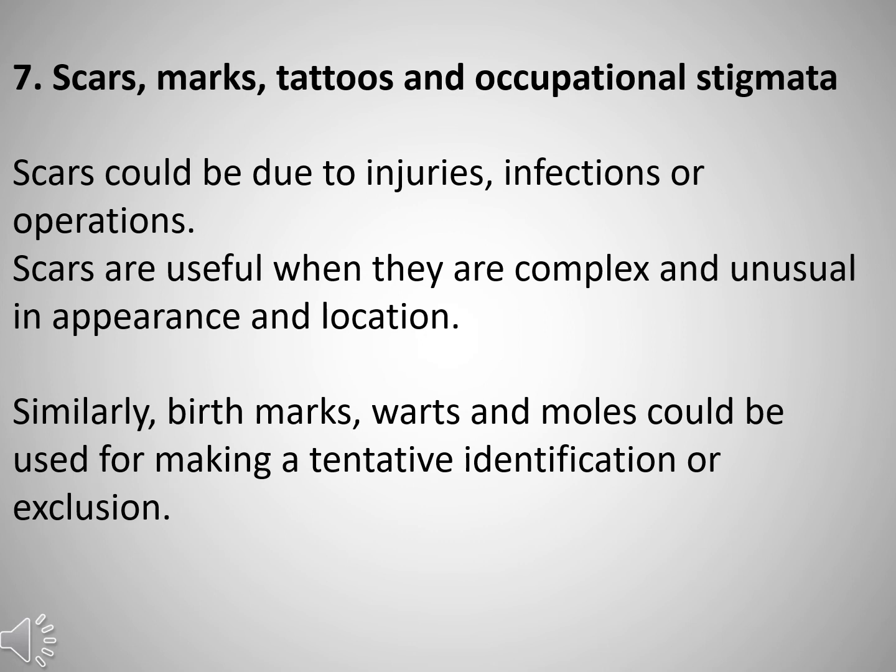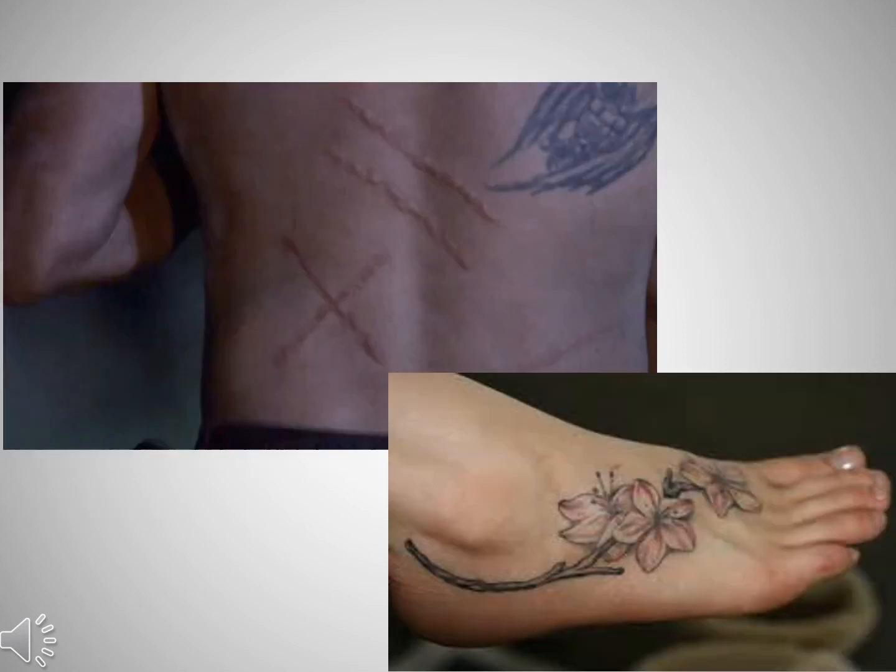Scars, marks, tattoos, and occupational stigma. Scars could be due to injuries, infections, or operations. Scars are useful when they are complex and unusual in appearance and location. Similarly, birthmarks, warts, and moles could be used for making a tentative identification or exclusion. Tattoos and scar marks are very important to identification.